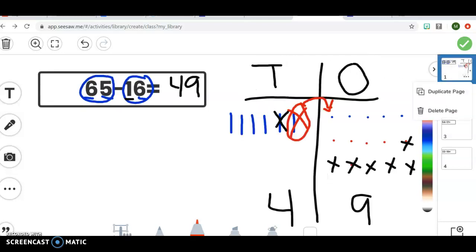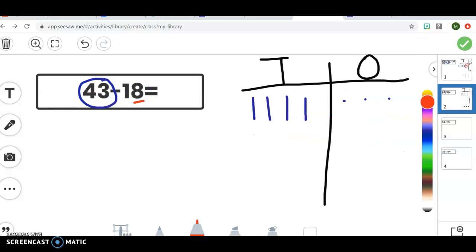Where did I get more ones from in this problem? Oh, that's right. I regrouped from the tens. So that's what we'll do this time. Circle a 10. Bring it over to the one side. And you need to draw how many ones? How many ones make up a 10? 10. Right. So let's draw 10 ones.